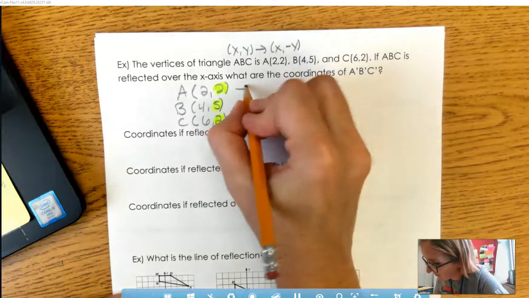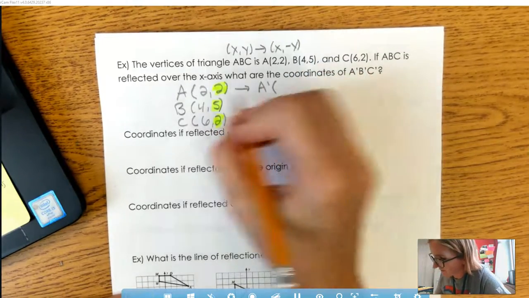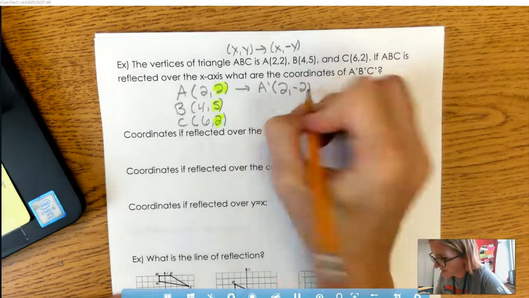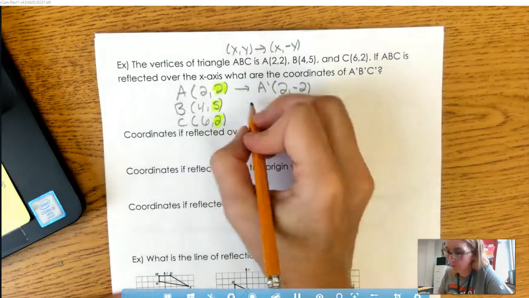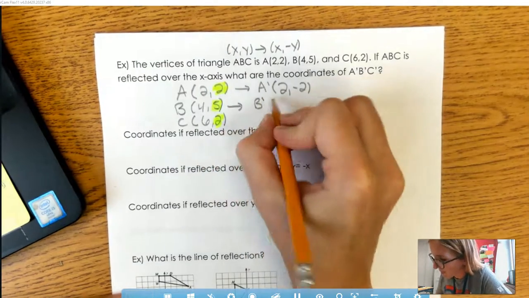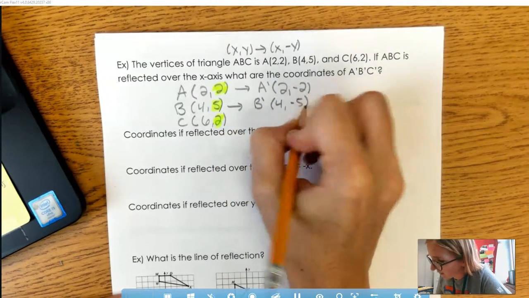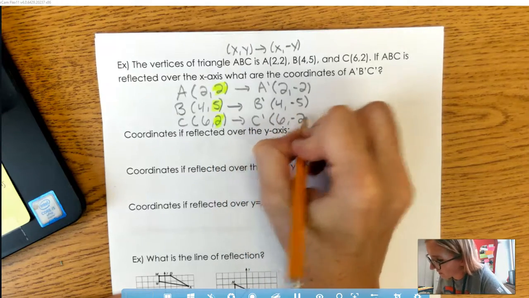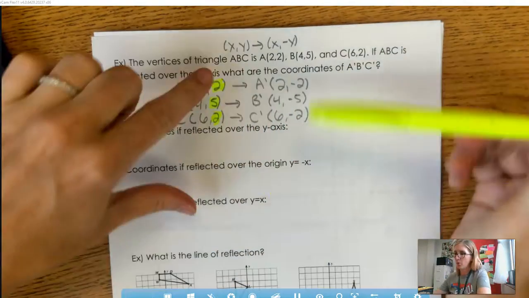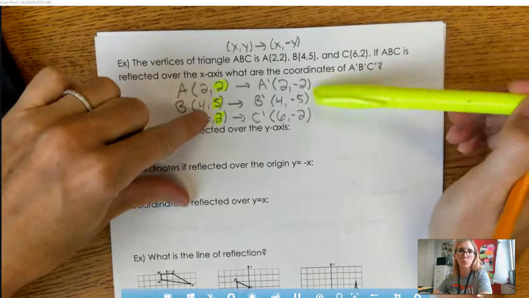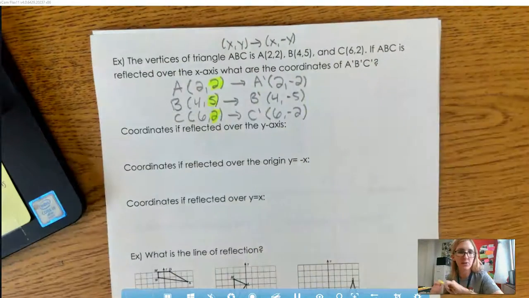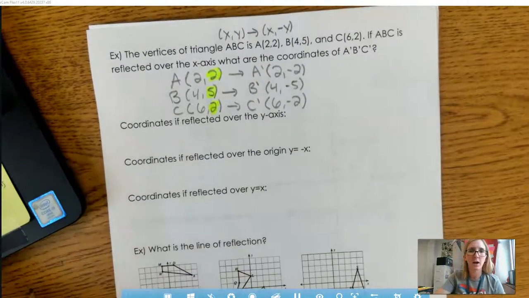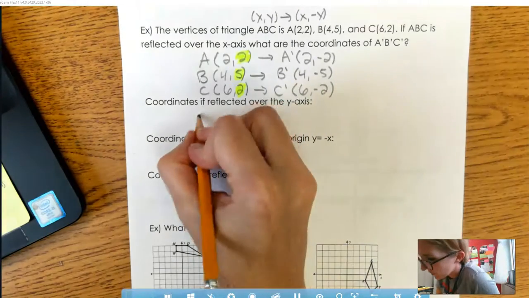So let's go ahead and flip these. A prime is going to be 2, -2. B prime is going to be 4, -5. And C prime is going to be 6, -2. So all I did was change the sign of these y values, and these are the coordinates of my reflected triangle. Okay.